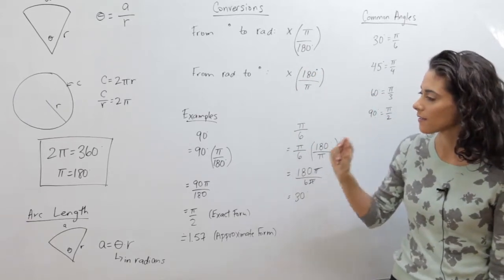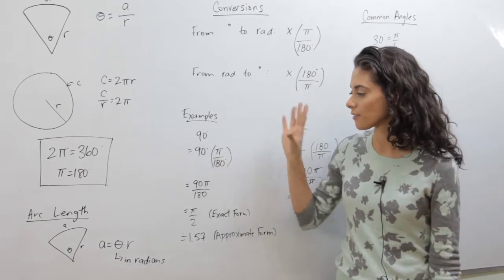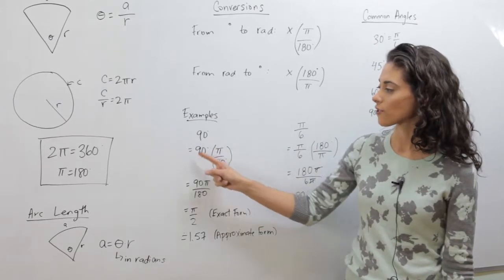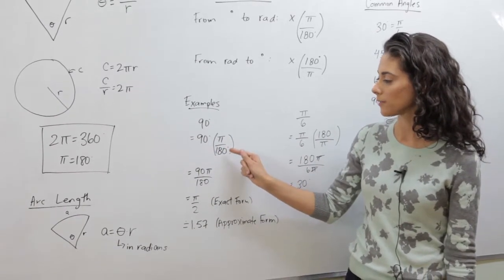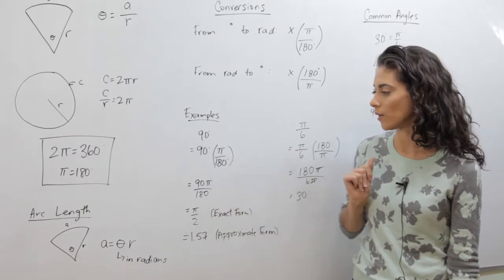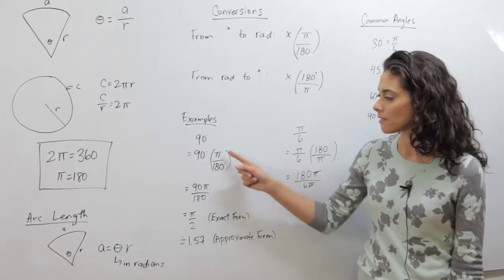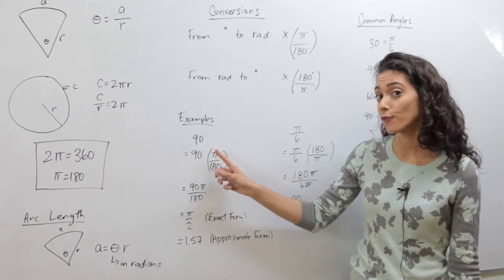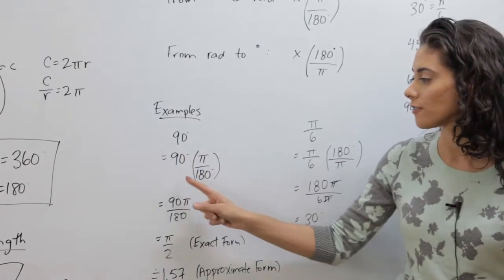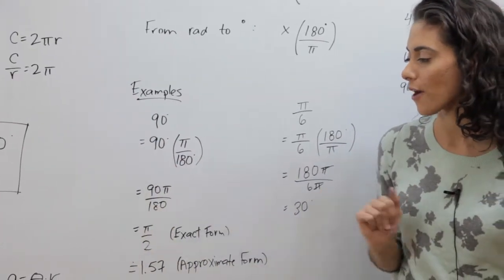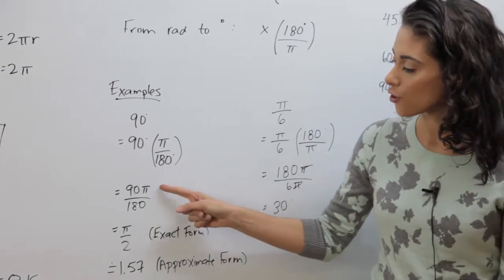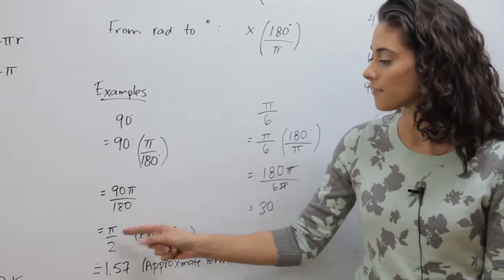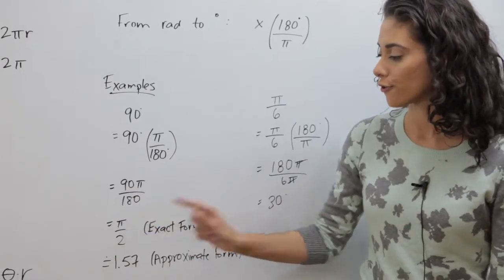Let's see an example of that. I'm going from 90 degrees to radians. So I start with 90 degrees and I multiply it by pi divided by 180 degrees. Simplifying this, remember the rules for fractions, numerator times numerator, denominator times denominator, I get this fraction. And dividing the numerator and denominator by 90 to simplify results in pi over 2.